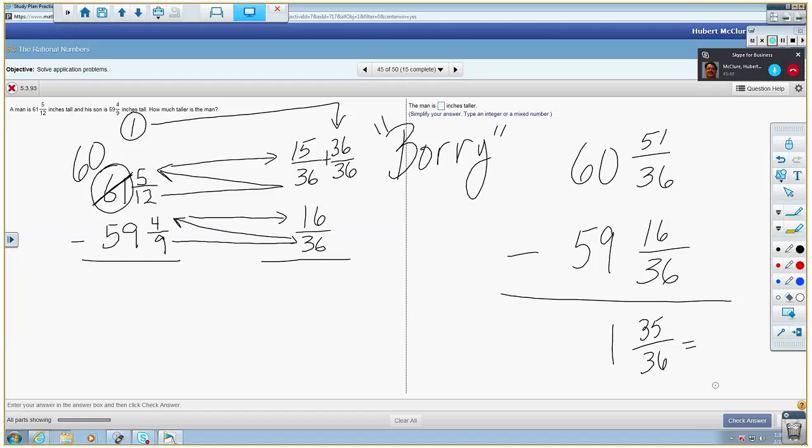Somebody tell me how close he is, how much shorter he is than his father. And don't say 1 over 35, 36, because nobody talks like that. What's 35 and 36? If these two numbers are close to each other, what's it close to? 1. So 1 plus 1 is what? He's about 2 inches shorter than his father. The son is 2 inches shorter than his father.